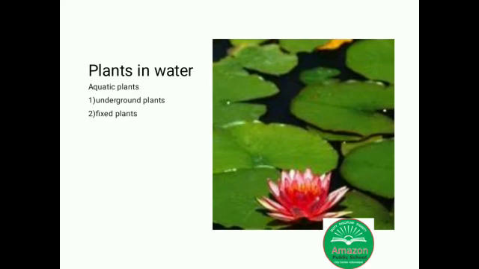Plants in water. The plants that grow in water are known as aquatic plants. The aquatic plants can be classified into three categories: floating plants, underwater plants, and fixed plants. Some of the adaptations of floating plants: they have spongy stems. They have empty spaces in them that get filled with air so that they can easily float.